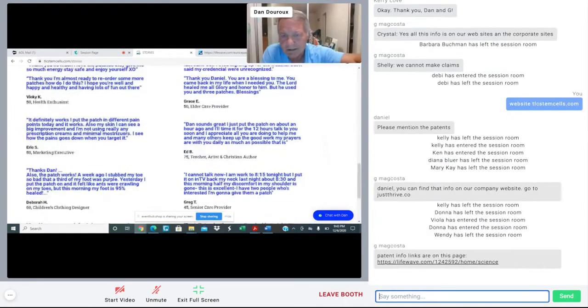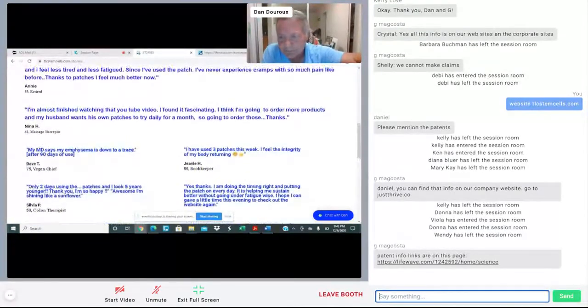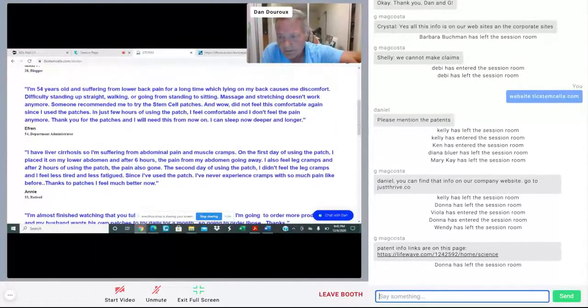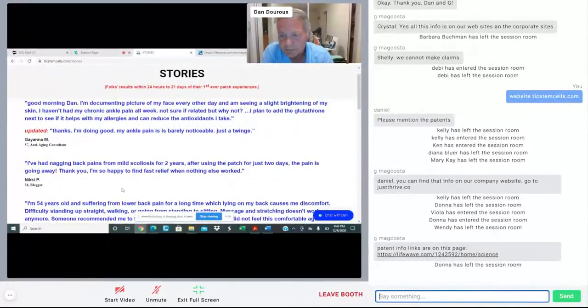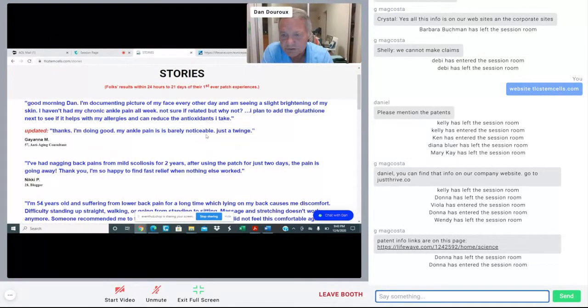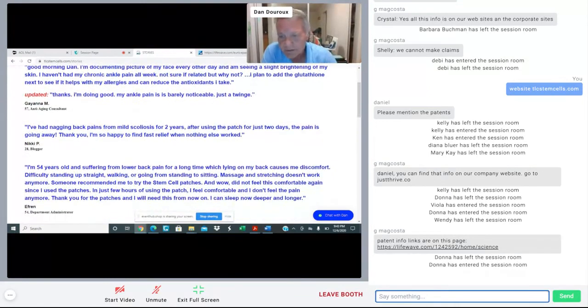But I do recommend here, for example, these people right here. This was G's right here. G, that's what she wrote to me right there. Okay. This here is a lady in the Philippines. She's 28 years old. She has scoliosis.